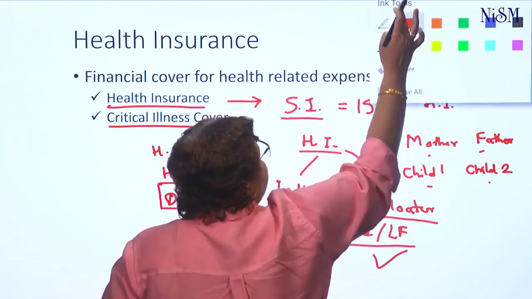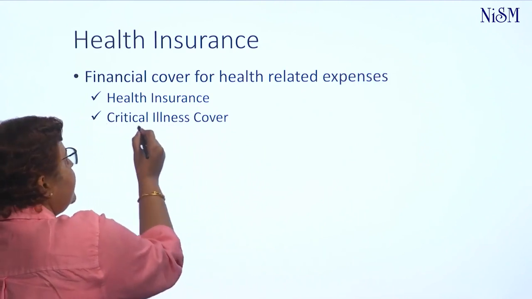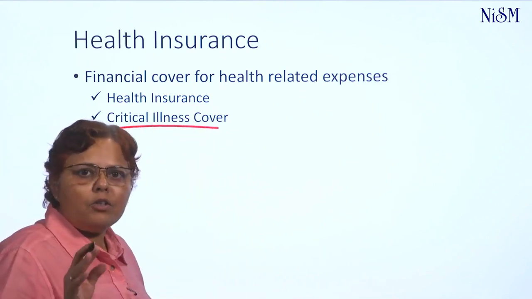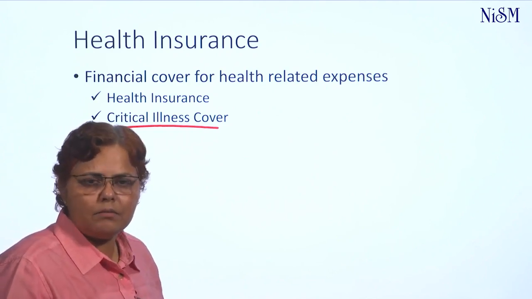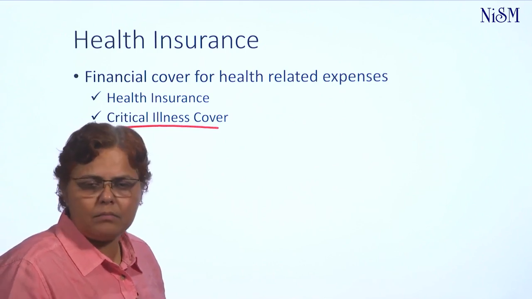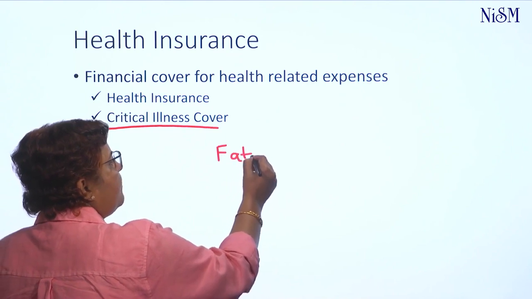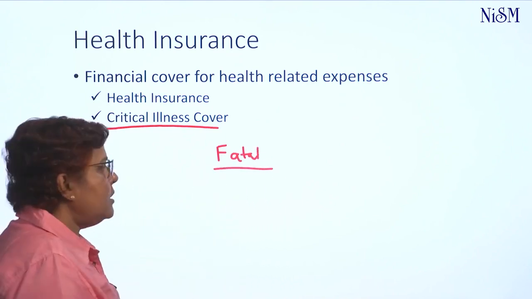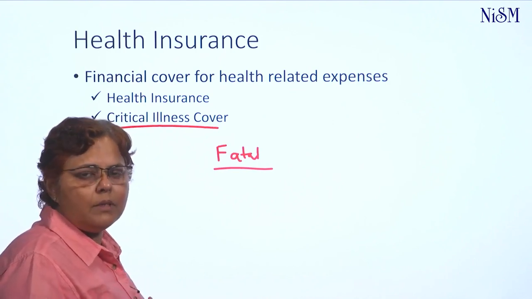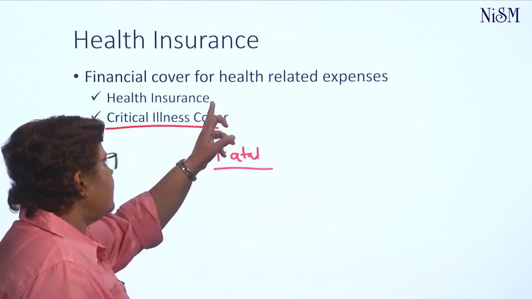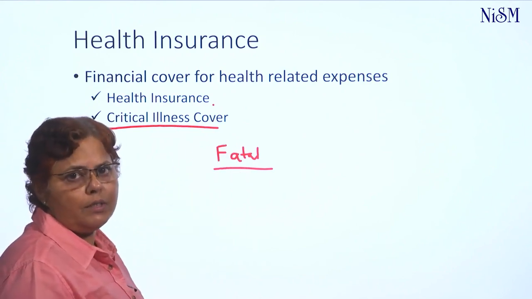Now, let us come to critical illness. What is critical illness cover? Because of our lifestyle, there are many diseases which are occurring all over the place, and they are normally terminal or fatal. There may be instances where no hospitalization is done for these at all. In that case, health insurance will not be useful. Then critical illness cover is useful in this case.